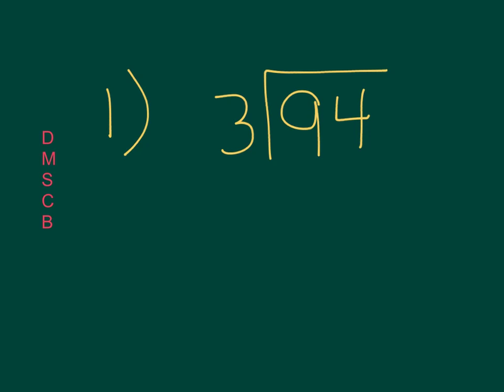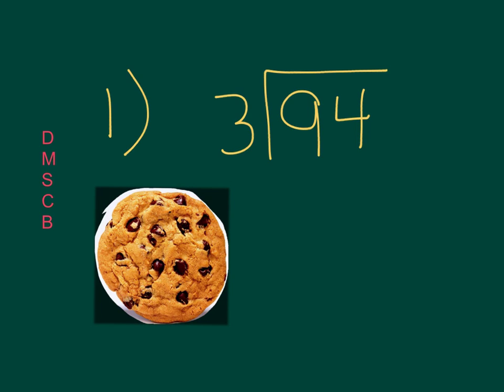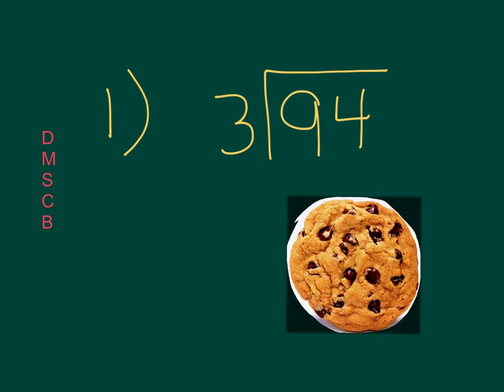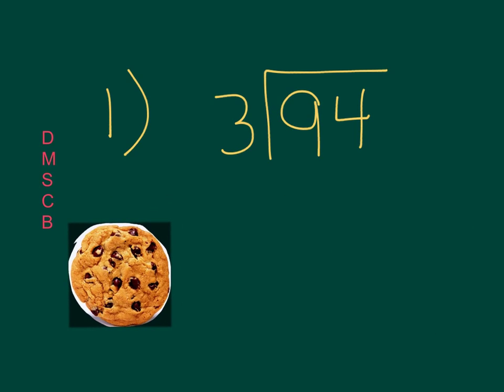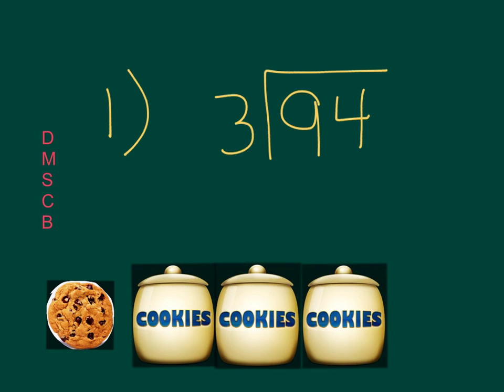So to solve 94 divided by 3, this could be a problem like I had 94 cookies right here. Okay, 94 of those, and I need to put them into 3 cookie jars. So what you would see is these cookies would need to go into the cookie jars evenly. I would split them up.